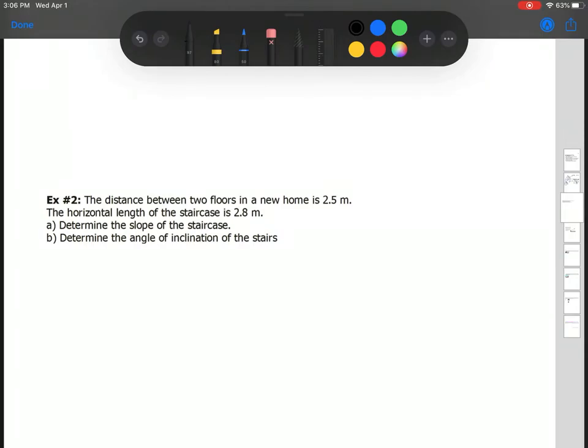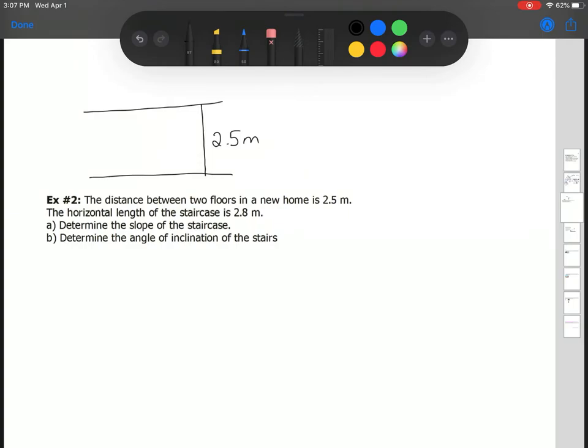Okay, so now this example, we have to draw our own triangle, and it's a little bit trickier about what you're going to do. So we have the distance between 2 floors in a new home is 2.5 meters. Okay, so at first it might seem strange. Like if you have 2 floors, they are horizontal, right? There's no triangle there. So we're going to draw our triangle in between. So it says the distance between the 2 floors is 2.5 meters. And then the horizontal length of the staircase is 2.8 meters.